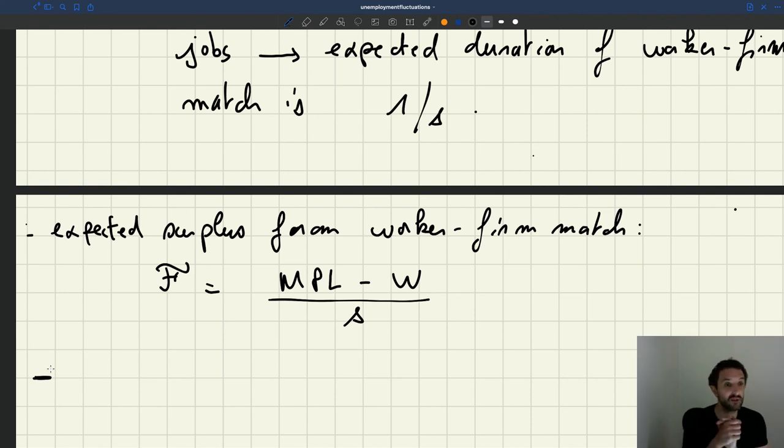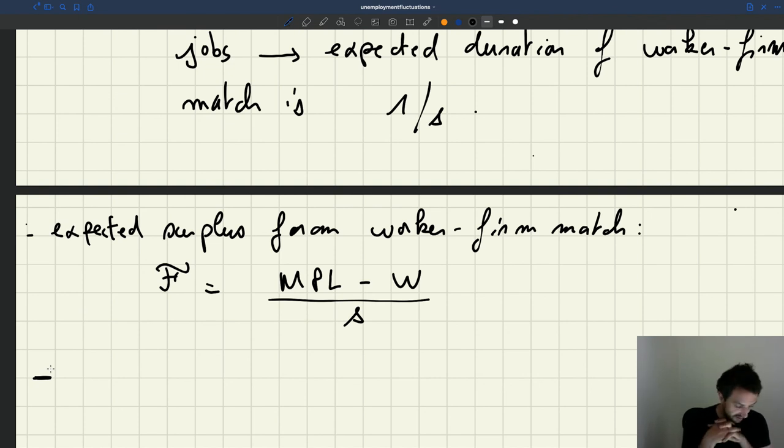Because firms have optimized everything they can, there are no profits to be made by posting one more vacancy or one less vacancy. So when the firm is bargaining with the worker and decides, do I keep that guy or kick him out and post a new vacancy to try to get a new worker, they know that the expected profit from a vacancy is zero. But if they keep the worker, they can extract (MPL minus W) over S. What's important too is that once the job is terminated, which happens at a rate S, after an expected duration 1 over S, the firm is back in a situation where it can decide to post a vacancy or not, but the return on a vacancy is zero. So once the job is destroyed, there is no value left to be had.